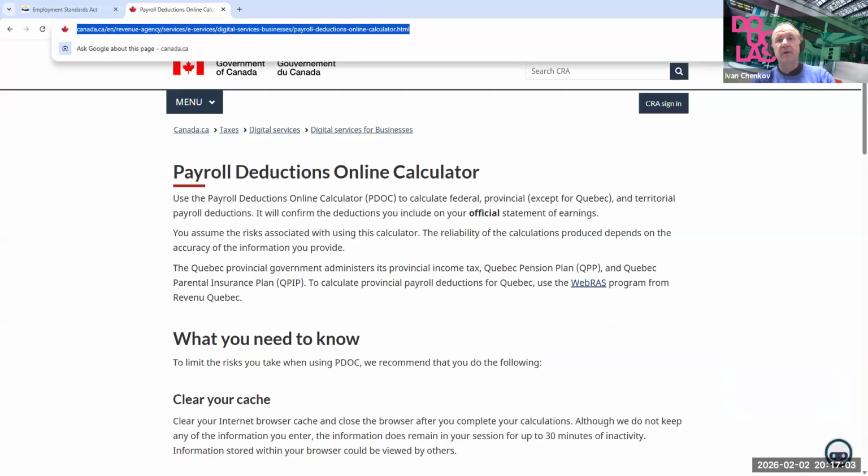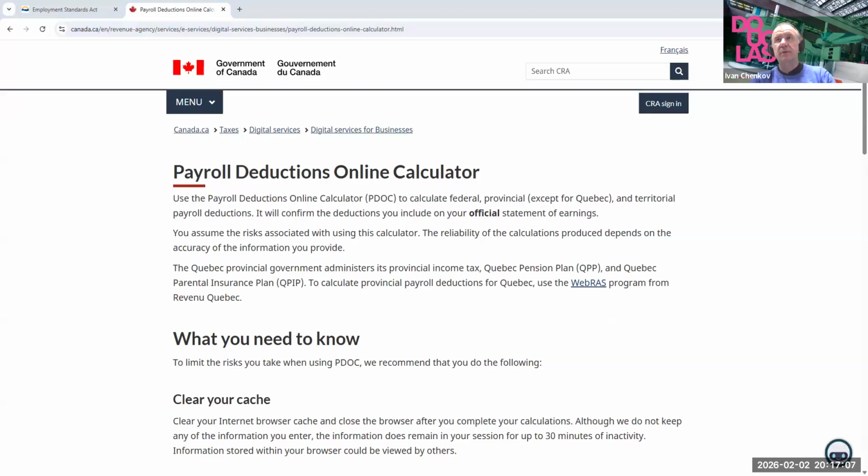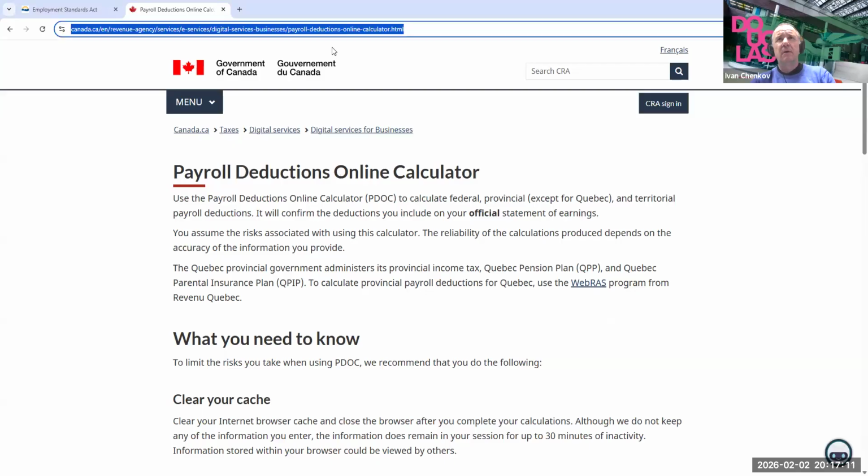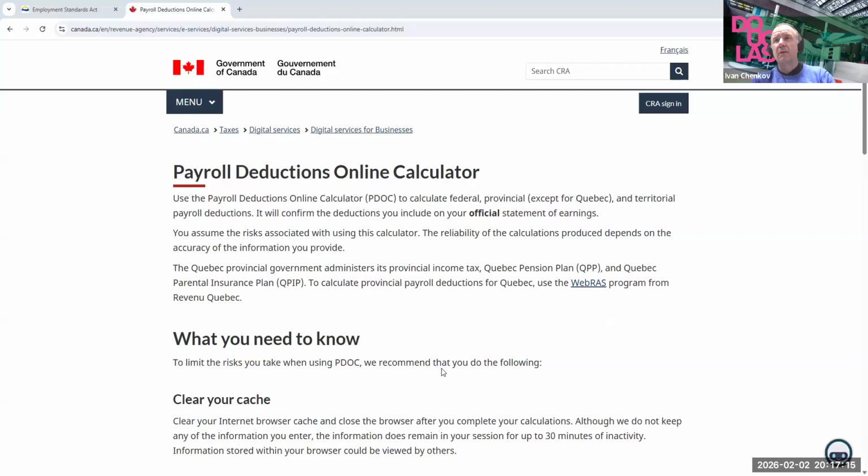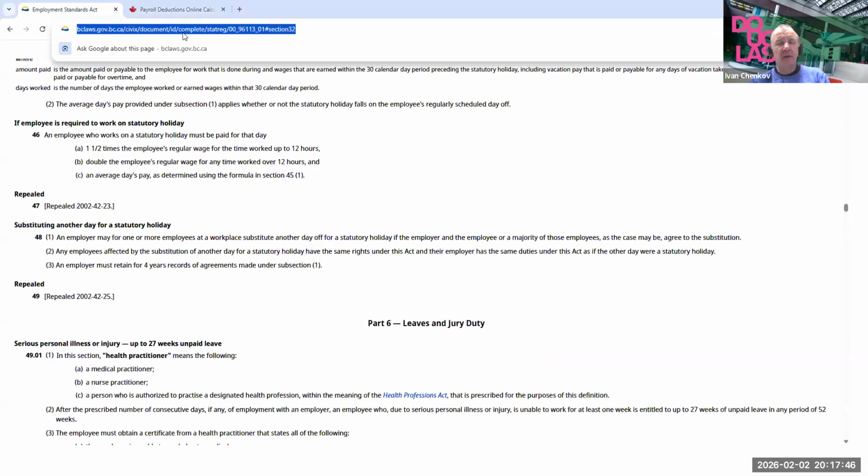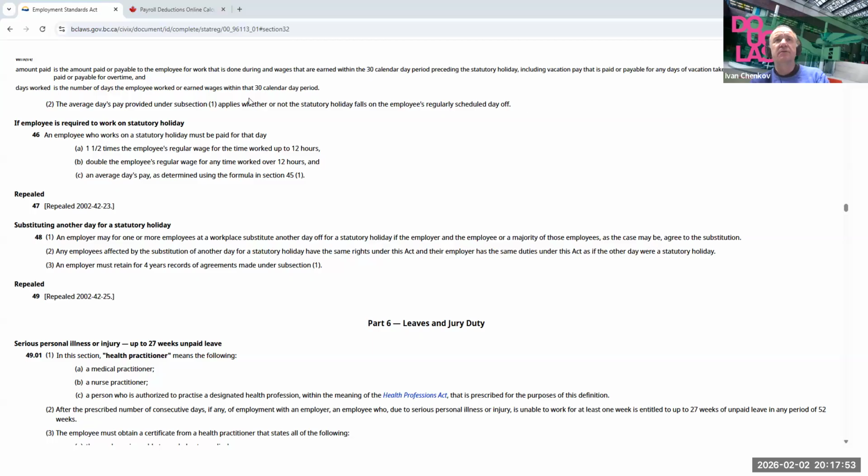I'm going to copy this link. If you cannot find it, I'm going to post it for you in the chat room so you can see it there. Can you guys see the link? You should be able to see the link in the chat room. The link for the BC Employment Standards Act is right here. Let me post that one too, and you're going to have both links in the chat room. So let's go to this payroll deduction calculator and start working there.